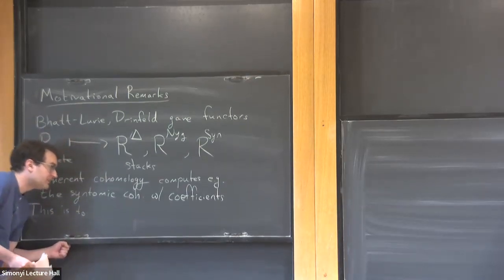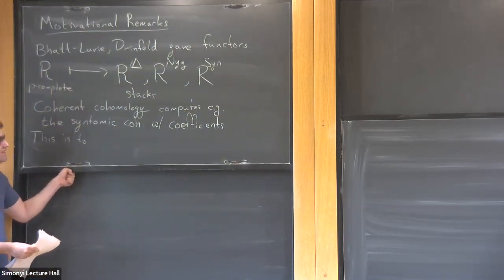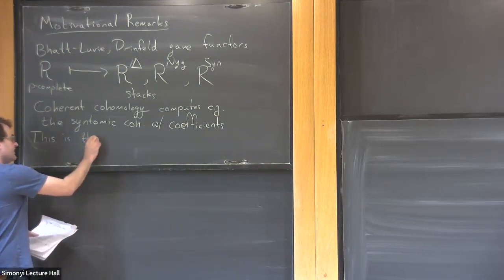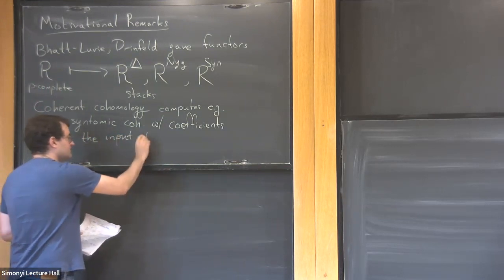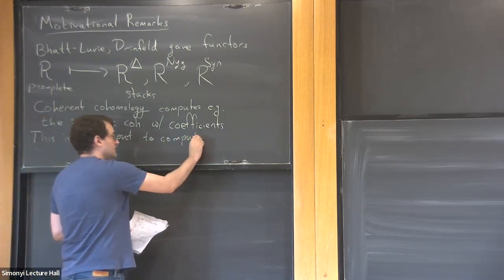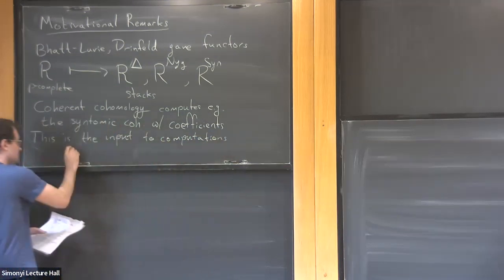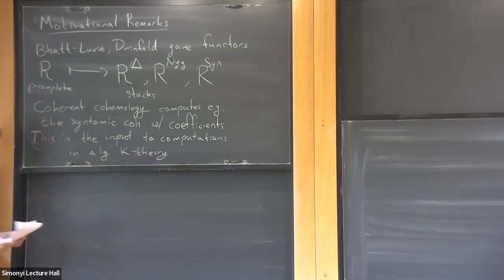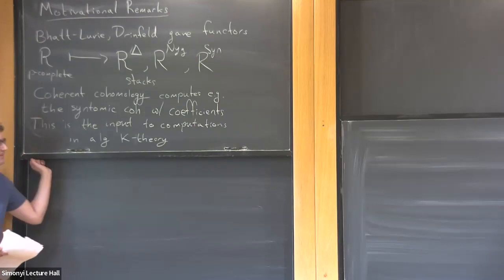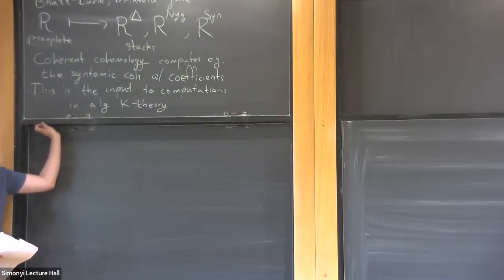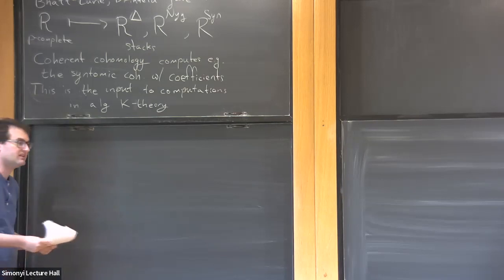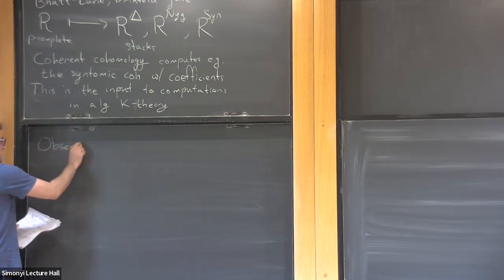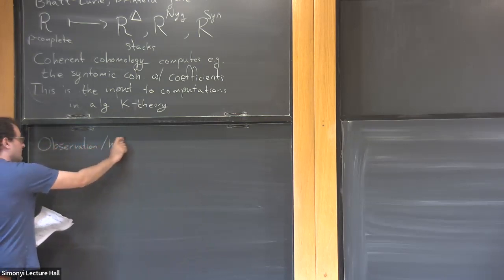And from an algebraic topology point of view, I'm particularly interested in the use of syntomic cohomology as the input to computations in algebraic K-theory. You may, for example, have heard of work of Antieau, Nikolaus, and Krause that gives new computations of the algebraic K-theory of some very basic rings using syntomic cohomology and this formalism. But there's an observation, maybe some work in progress.